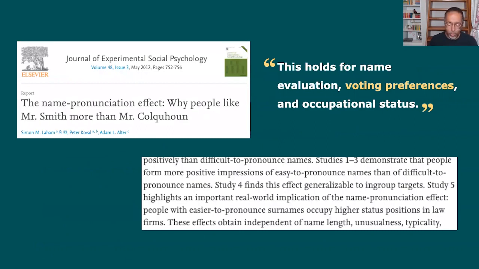The whole easy to process thing even extends to names. There's literally a name pronunciation effect where if your name is easier to pronounce, it can affect things like voting preferences, occupational status, with the caveat that easy to pronounce is a culturally specific thing, right? In some cultures, Smith is easier to pronounce. In some cultures, Mbimo is easier to pronounce. But if your name is easier to pronounce in the culture you're in, you kind of got it made.